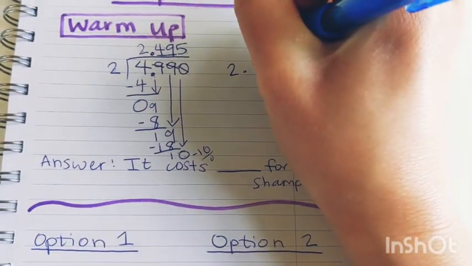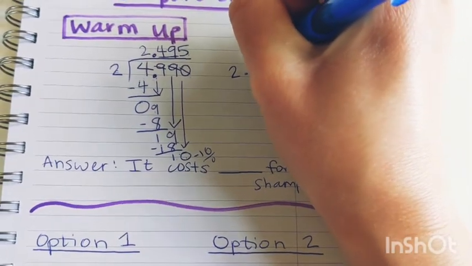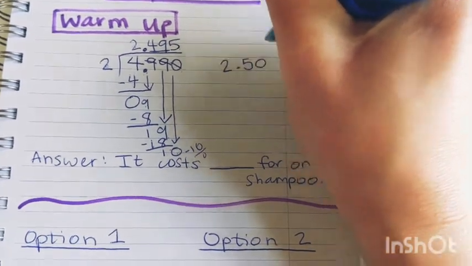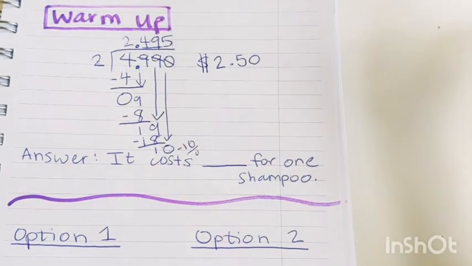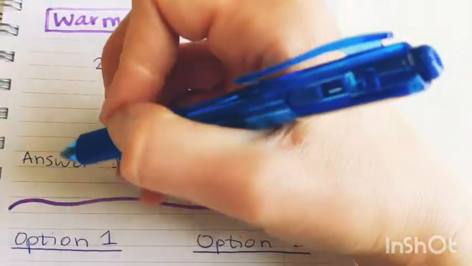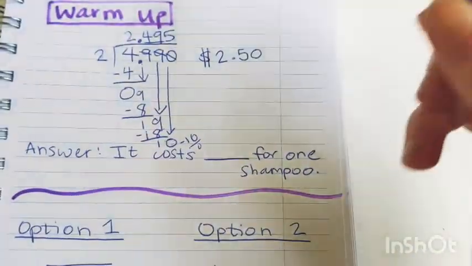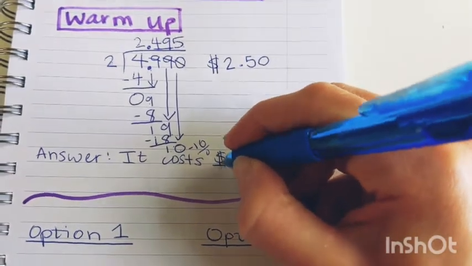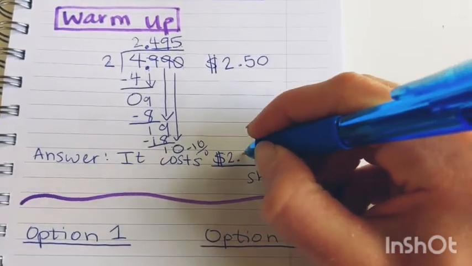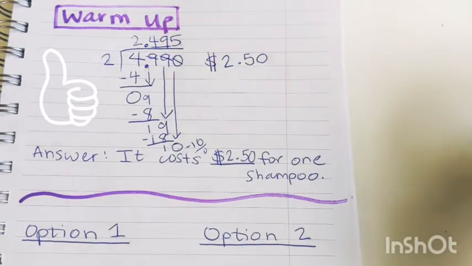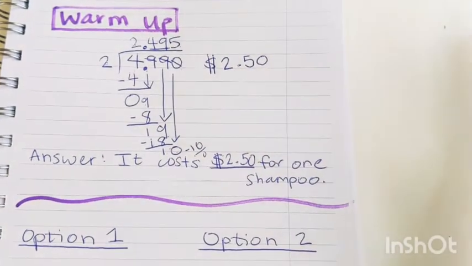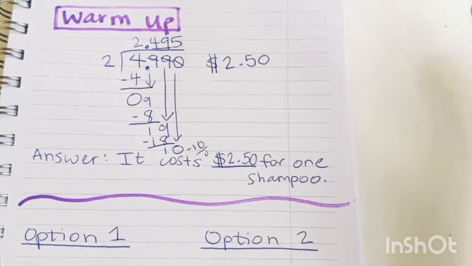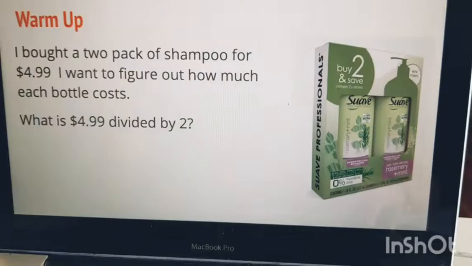So instead of 2.49, I would round up, so that would make it $2.50. So I say the answer, it costs $2.50 for 1 shampoo. That would make it easier for me to then compare that cost to other shampoos I see in the store. Let's look at the next practice problem.